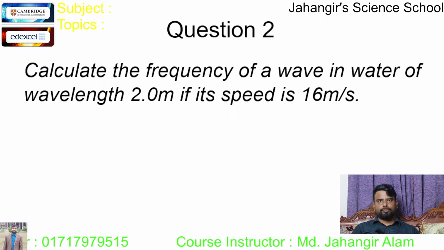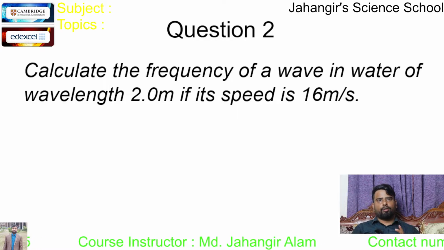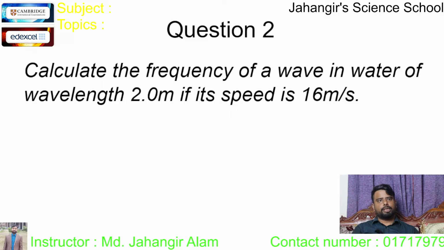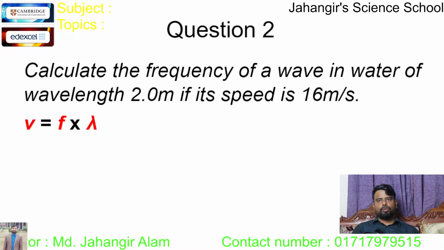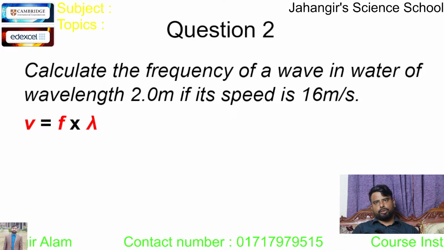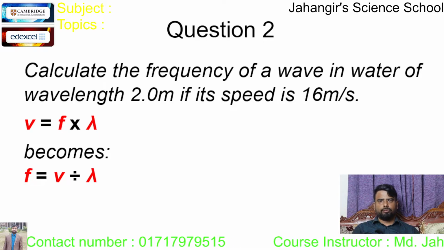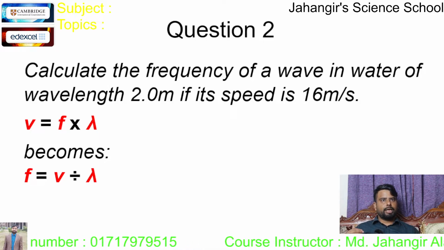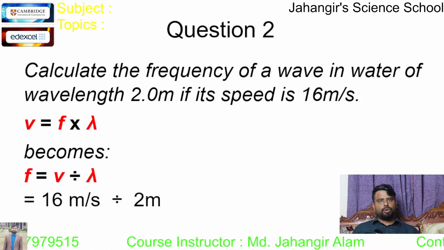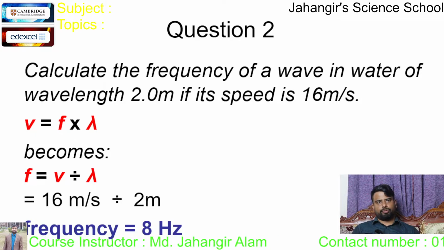Now question number 2, calculate the frequency of a wave in water of wavelength 2 meter if its speed is 16 meter per second. So V equal to F into lambda. So we have to find out frequency, so small f. So small f equal to V divided by lambda. V is the speed here, 16 meter per second divided by 2 meter. So 8 hertz is the frequency of the water wave.